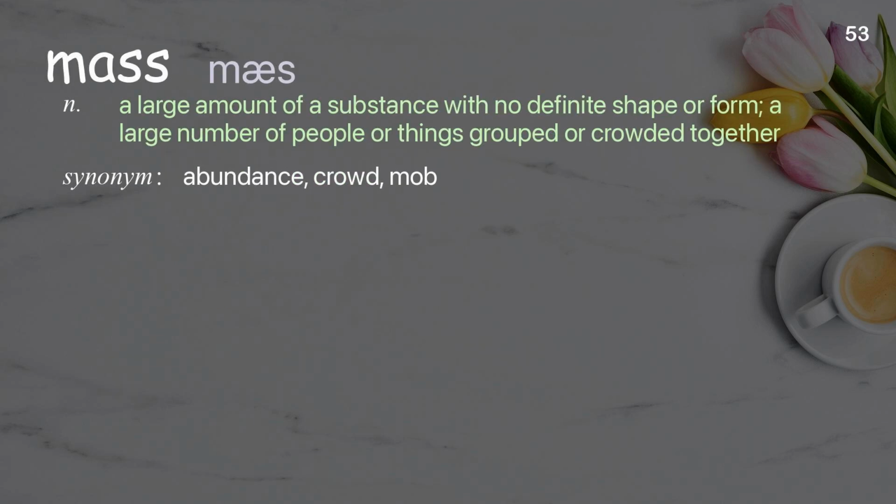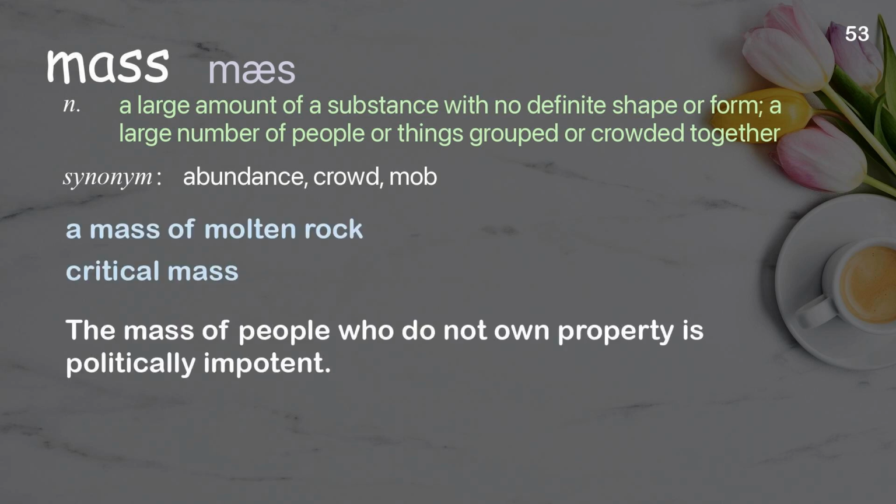Mass. A large amount of a substance with no definite shape or form, a large number of people or things grouped or crowded together. Examples: A mass of molten rock, critical mass. The mass of people who do not own property is politically impotent.